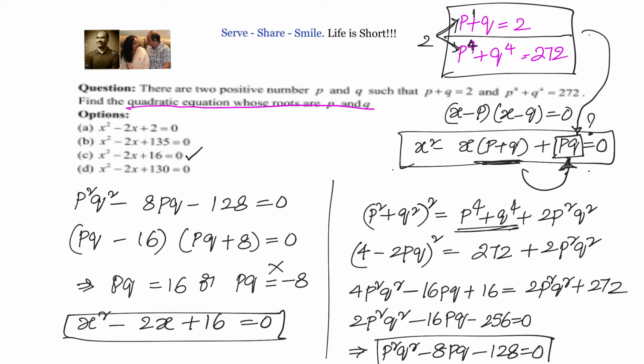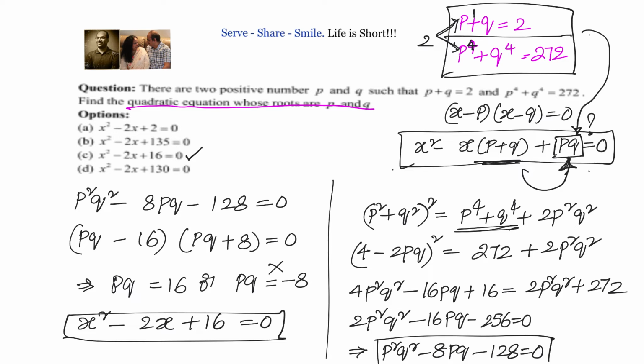Now we have been told that there are two positive numbers p and q such that p plus q equals 2 and p power 4 plus q power 4 is 272. So we know p plus q, and we know p power 4 plus q power 4 is 272. We have to find the quadratic equation whose roots are p and q. The quadratic equation form will be x square minus x into (p plus q) plus pq. Here we know the p plus q value, we don't know what p into q is, so we have to find the pq value by leveraging the given two equations.